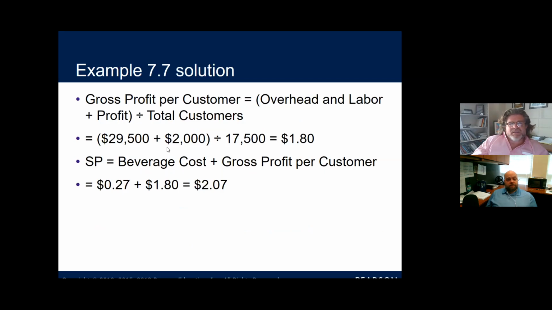What should we charge? So we're going to take our 29,500 plus the 2,000, which is the overhead and the labor plus profit, and divide that by the 17,500, which gives us $1.80. So that right there is our gross profit per customer. Then we're going to take our beverage cost, 27 cents, plus our gross profit per customer, and we are selling for much cheaper than any coffee shop ever would sell.